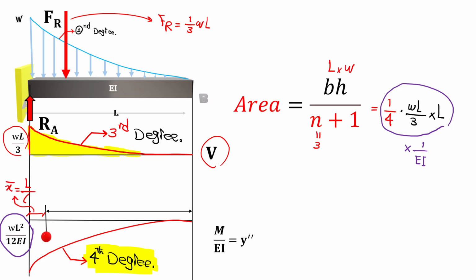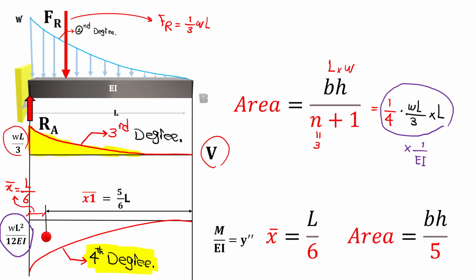So definitely again, x bar from the base is L over n plus 2. So n is 4 here, so x bar from the base is L over 6. Definitely the other distance, we call it x1 prime, that's 5 over 6 times the length of the original beam. So x bar is L over 6 and area is again BH. B is L and H is W.